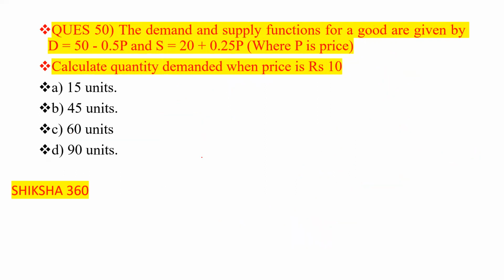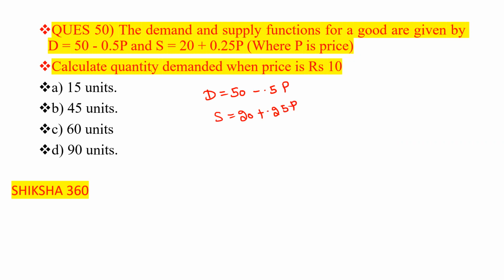Now move to the next question. This is a case study of 5 questions. We have to understand all these things very easily, very easy things. The demand and supply functions of a good are given. So I request all of you to please respond. This one is the demand curve, where P is price. This one is the supply curve.